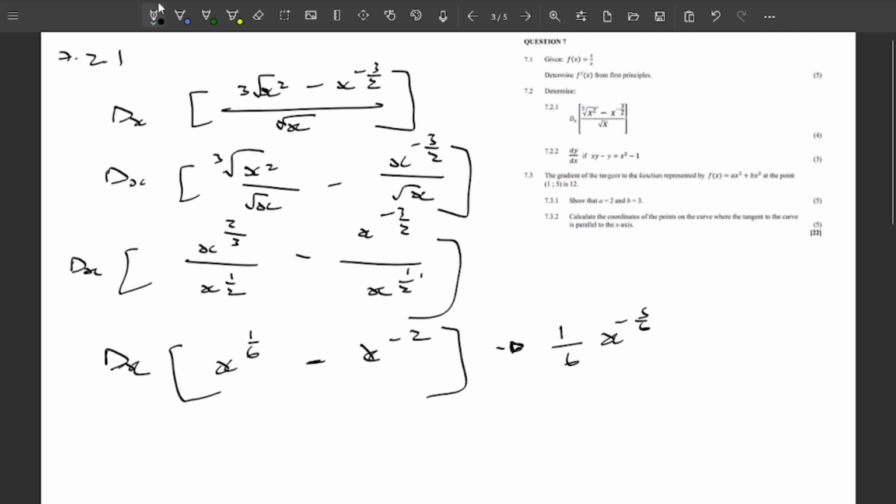Then multiply this by negative 2 multiplied by negative x. It's going to be plus 2x. Subtract it, it's going to be minus 3. This is our final answer.